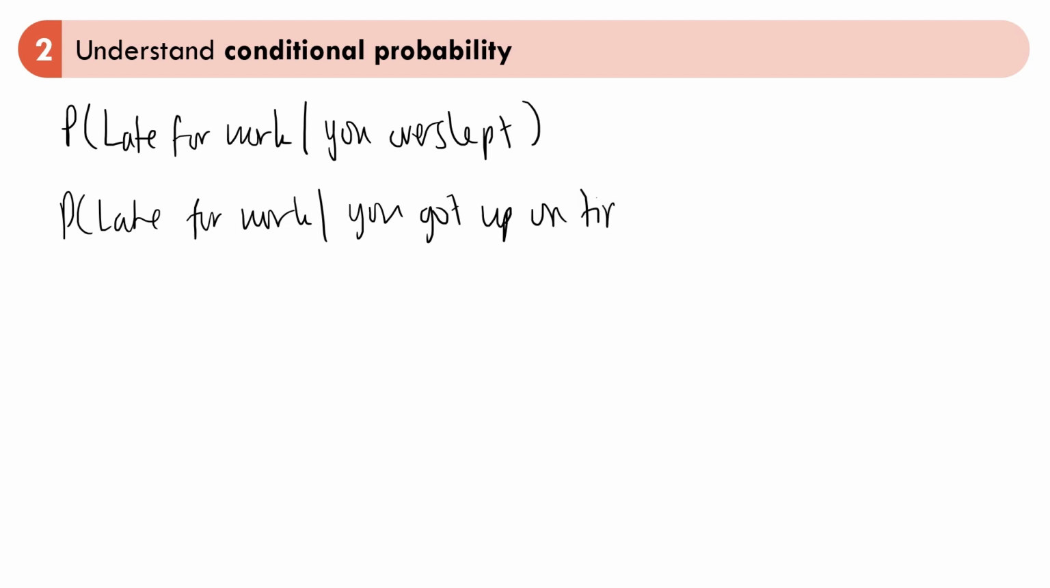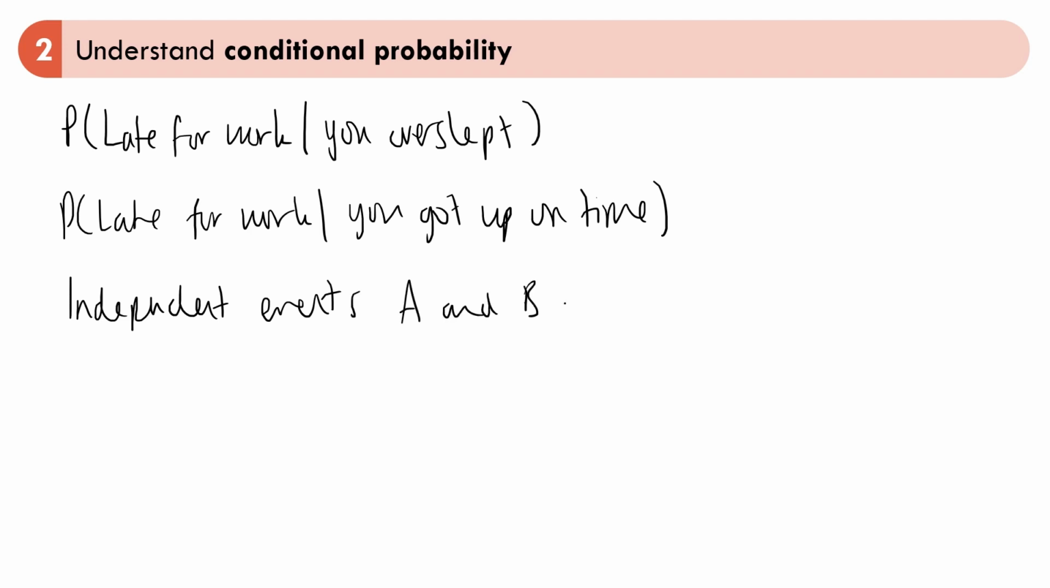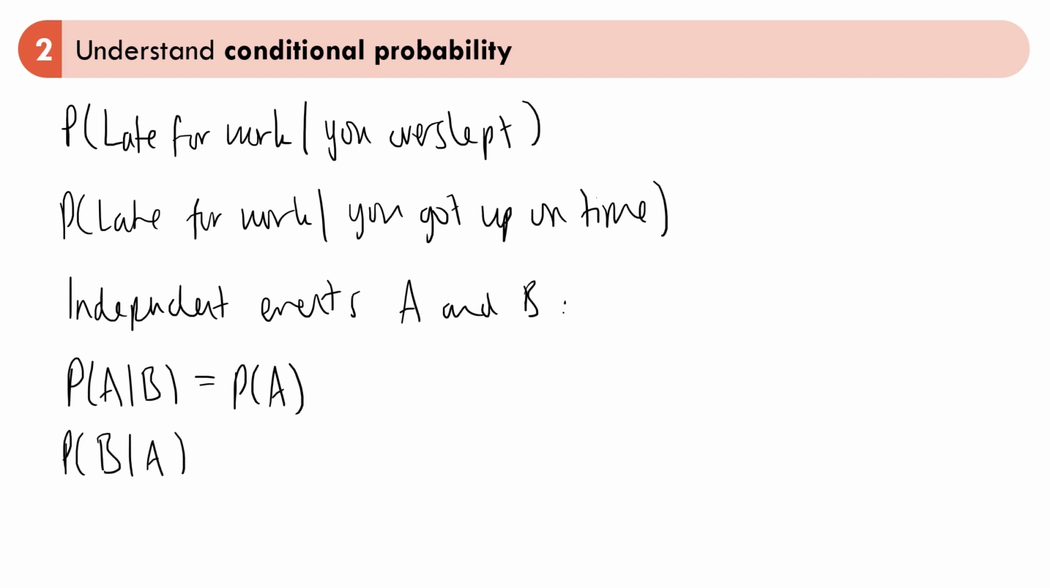So conditional probability deals with these different situations, and it follows that for independent events A and B, the probability of A given B happening is exactly the same as the probability of A happening, because B has no effect on A. Similarly, the probability of B given that A happens is equal to the probability of B. And these two conditions can be used to determine whether two events are independent.